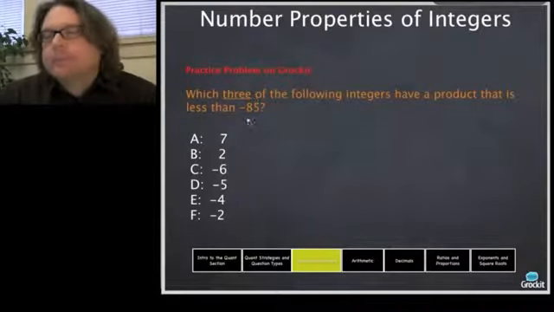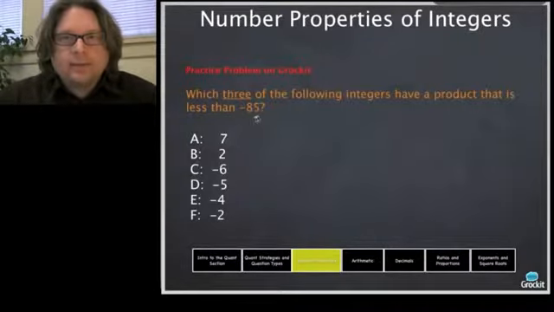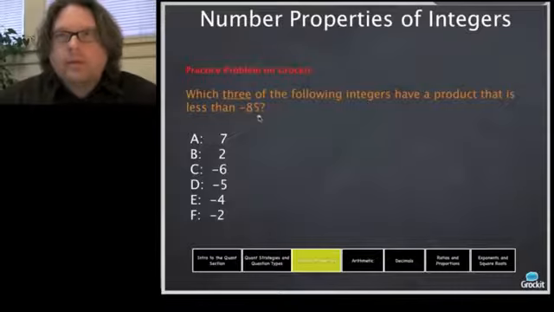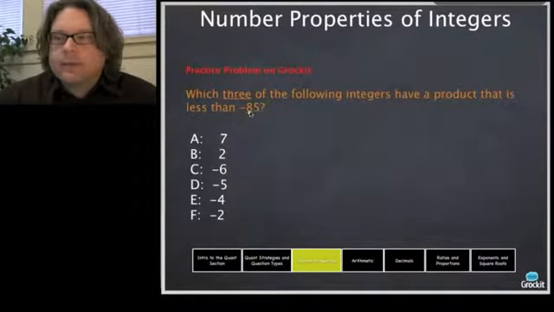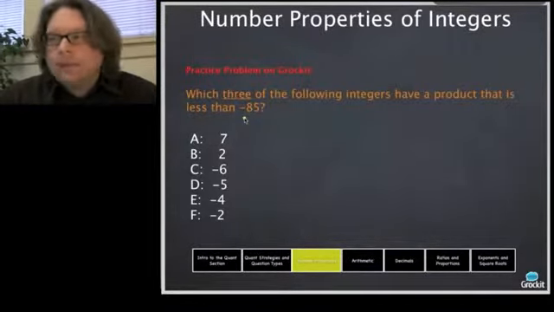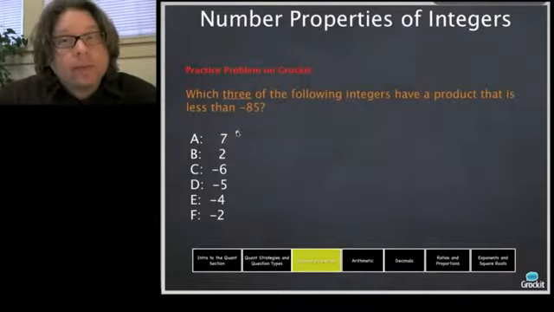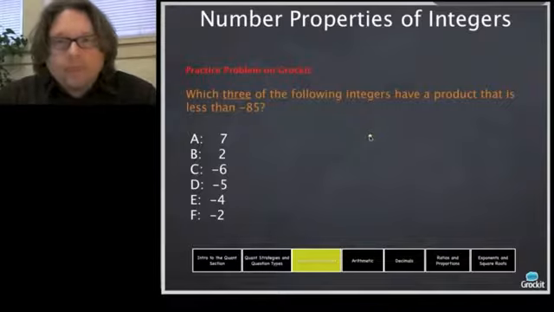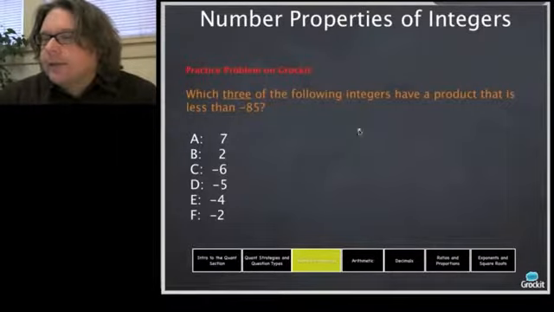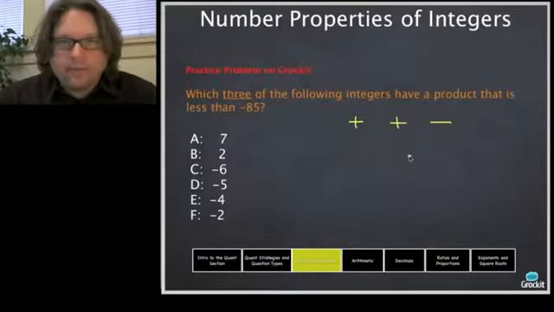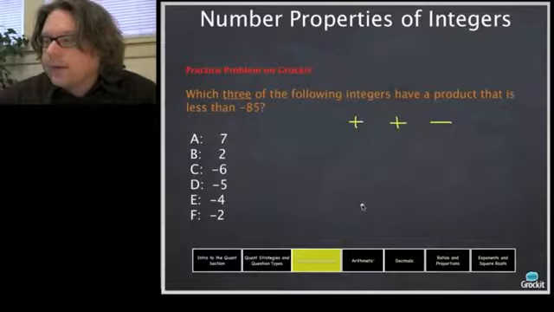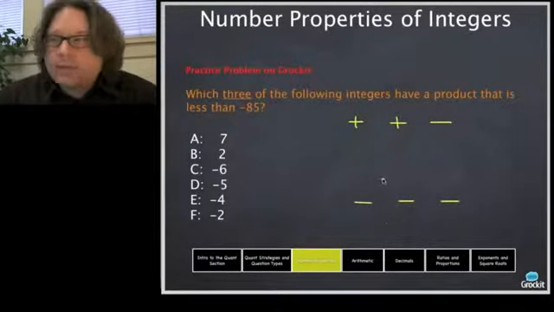But negative 85 is greater than something that's more negative. Anyway, so we need a big negative number. How can we get a big negative number? And we have to do it with 3 numbers. So knowing what we just learned about positives and negatives, to get a negative number at the end out of 3 numbers, we either have to have positive times positive times negative, or we need to have negative times negative times negative. Anything else will give us a positive number.